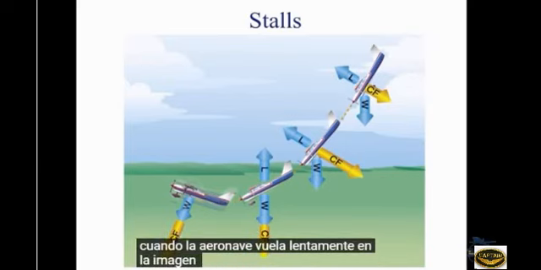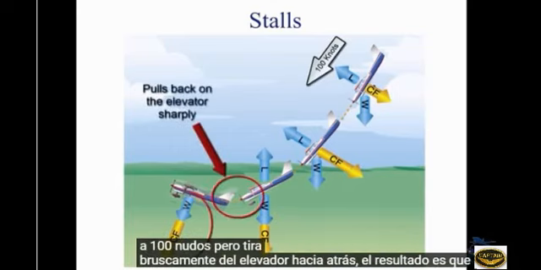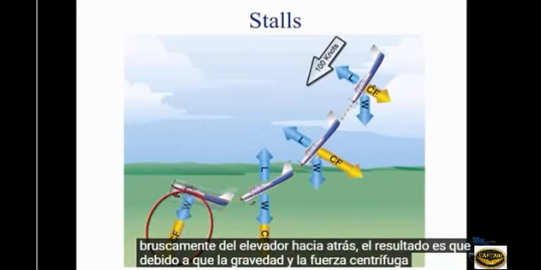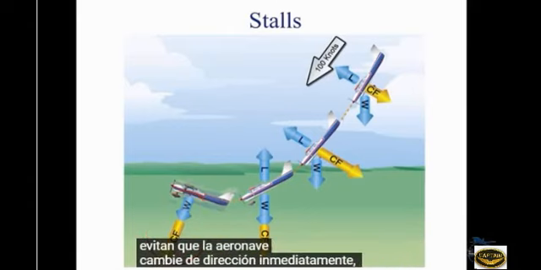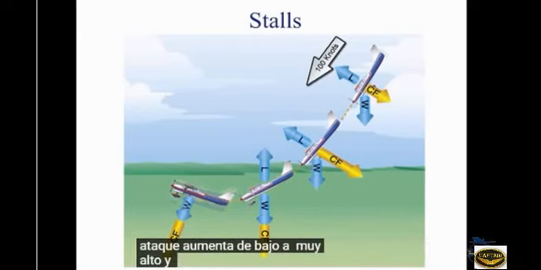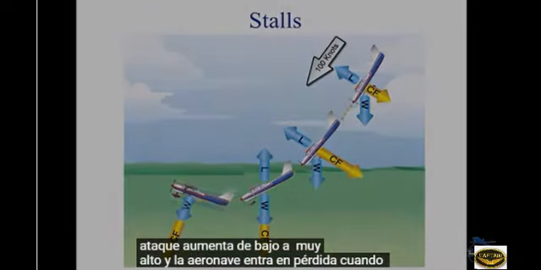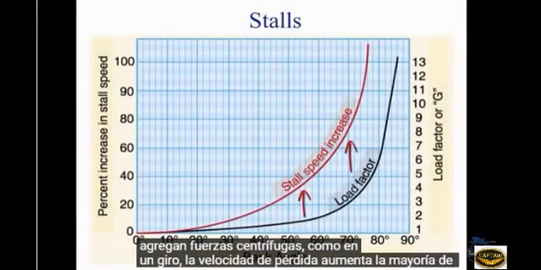A stall can happen at low or high speeds and during turns, not just when the aircraft is flying slowly. In the picture above, the pilot is traveling at 100 knots, but pulls back on the elevator sharply. The result is that because gravity and centrifugal force prevent the aircraft from immediately changing directions, the angle of attack is increased from low to very high, and the aircraft could stall. When centrifugal forces are added, such as in a turn, the stall speed increases.